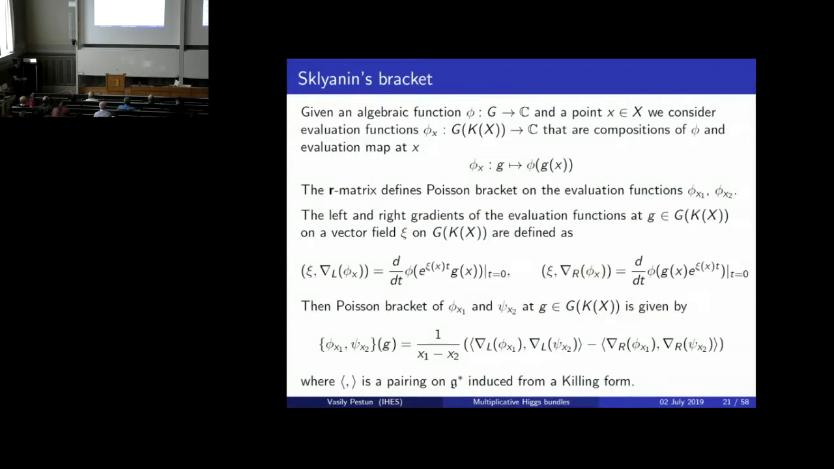And then the Poisson bracket of two evaluation functions, phi at x1 and psi at x2, at G is given by this Sklyanin formula. So 1 over the difference between the two points x1, x2 comes from the denominator in the rational R matrix, and the rest is essentially the canonical lift of the Poisson structure from the Lie bialgebra to the Poisson Lie group. So it's a pairing between the left gradients minus the pairing between the right gradients. And the pairing is the pairing on G star induced from the Killing form.